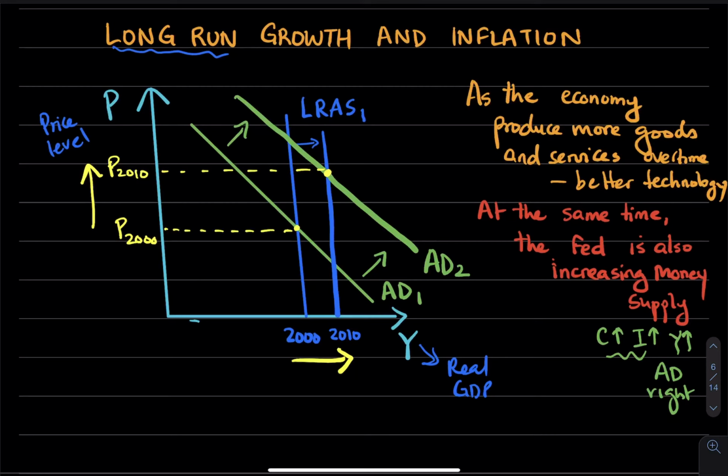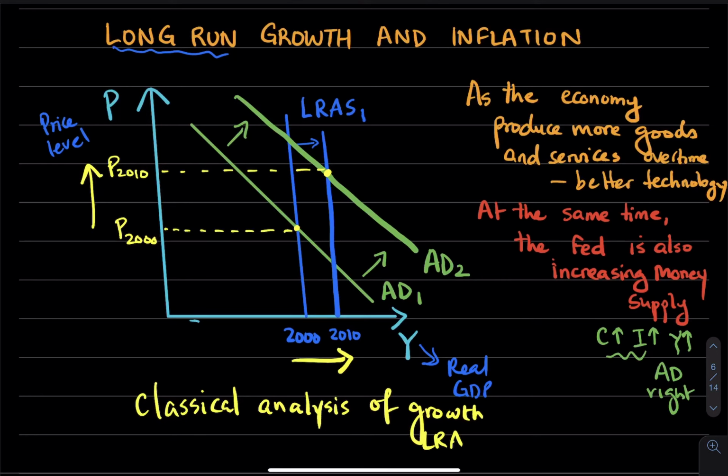Okay, and so this type of a model of aggregate demand and supply offers a new way or a new perspective to describe the classical analysis. A classical analysis is the analysis in the long run. This is a classical analysis of growth, right? You're seeing growth in the rightward shift of the long run aggregate supply curve, and inflation, which you're seeing on the x-axis with price level going up.